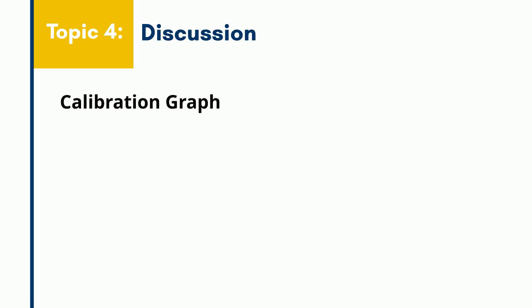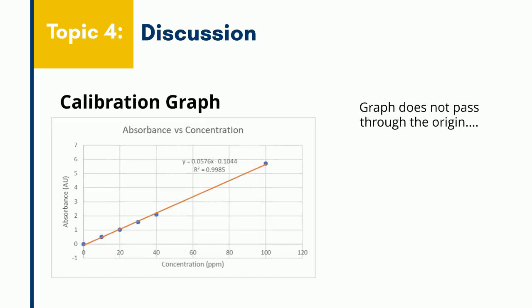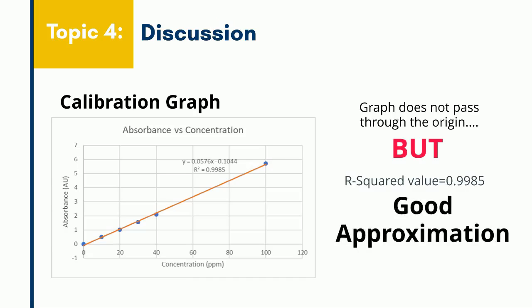However, the graph that we obtained does not pass through the origin. But since the R-squared value displayed is 0.9985, which is close to 1, this means that the calibration graph is approximately close to the theoretical fitted regression line which obeys the Beer-Lambert law. Therefore, the linearity of this calibration graph is accepted.